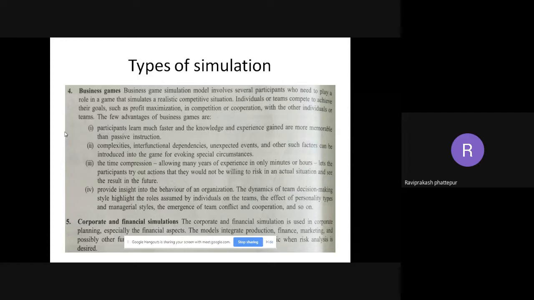So business games are also like that. The business game simulation model involves several participants who need to play a role in a game that simulates a real life competitive situation. So how will it help, what are the advantages of it? Participants learn much faster, and the knowledge and experience gained are more memorable than passive instruction.